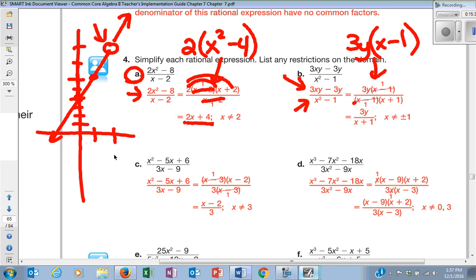They can cancel out these two terms. And then you're left with 3y over x plus 1. And then you're listing right here. They're listing that x can't be positive 1 or negative 1. And one of them is a hole. So this right here would be a hole, whereas this one would be an asymptote. So one of those is a hole, one of those is an asymptote.